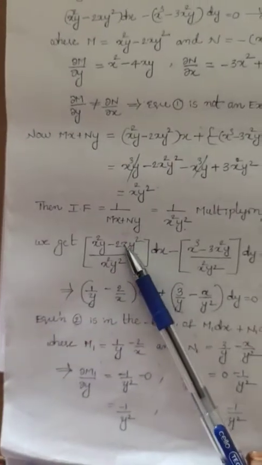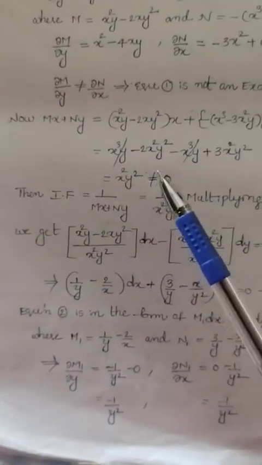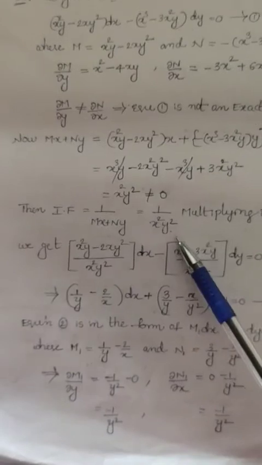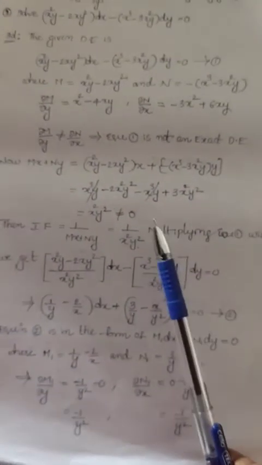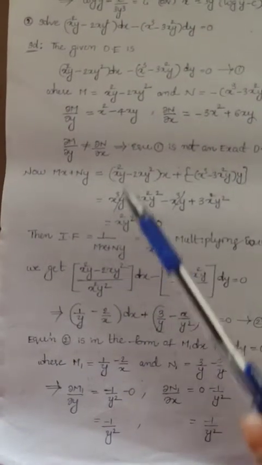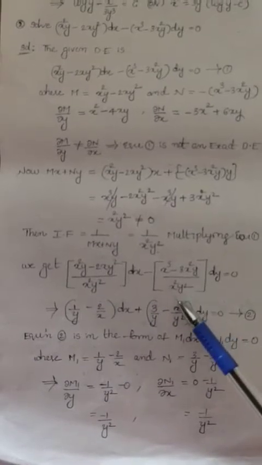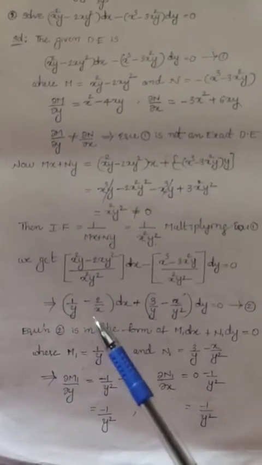This is not equal to 0, so the integrating factor is 1 by Mx + Ny, that is 1 by x²y². Multiplying equation 1 with this integrating factor, we get (x²y − 2xy²) by x²y² into dx − (x³ − 3x²y) by x²y² into dy = 0.